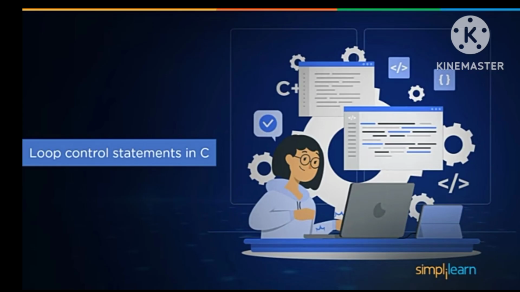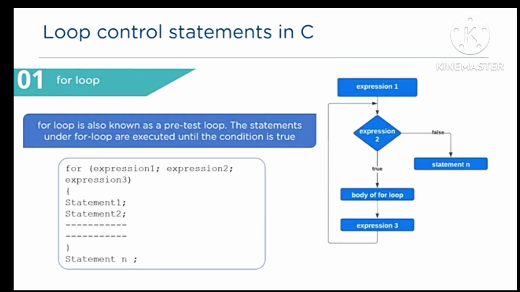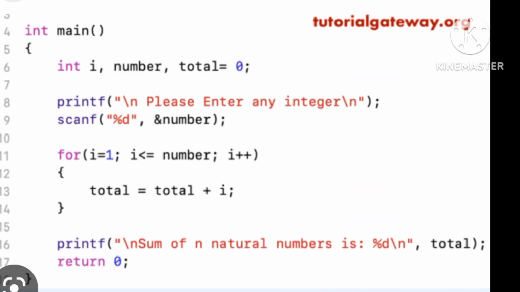Next, loop control statements in C. First one, for loop. The for loop is also known as a pre-test loop. The statements under the for loop are executed until the condition is true. This is the flowchart of the for loop. And this is the syntax: for expression 1, expression 2, expression 3, curly bracket, statement 1, statement 2, close curly bracket, statement n. And this is the program for the for loop.